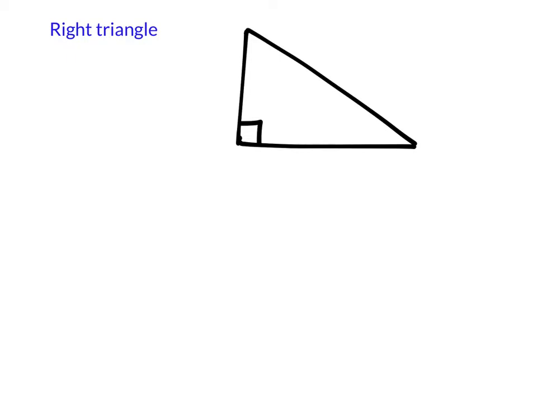However, a right triangle has different parts, which is nice as well. So, the two sides that make up the right angle, this red side and this purple side right here, they are called legs. So, let me define it for you guys on this one. A leg is a side on a right triangle that makes up the right angle.